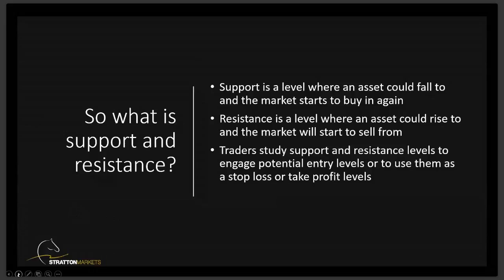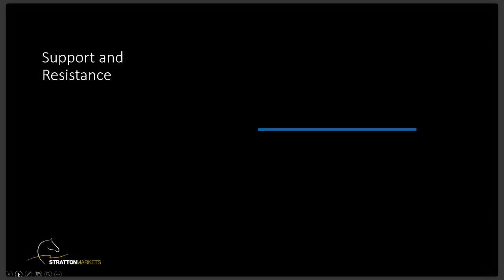Now, traders study support and resistance levels to engage potential entry levels or to use them as a stop loss or take profit levels. There's a pretty little diagram there, look.